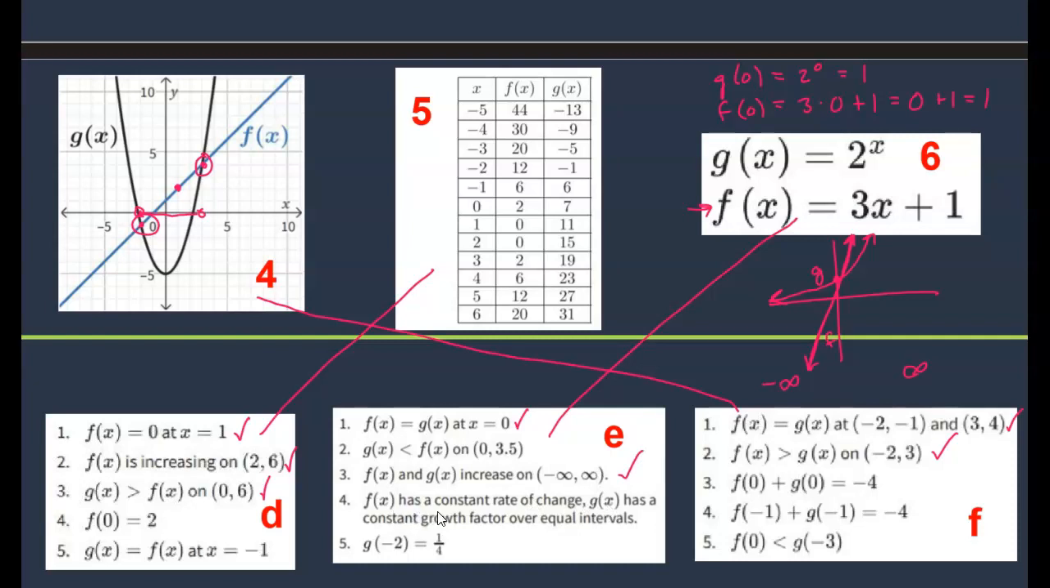How about number 4? F of x has a constant rate of change and g of x has a constant growth factor over equal intervals. We know that's actually true. This is constant rate of change, that's slope. We know that's a linear equation. This is also a linear equation, so yeah, that's true. Constant growth factor over equal intervals, well, that's our common ratio. Growth factor is what we're multiplying by. That's 2. So g of x is an exponential, and that fits. Yeah, it definitely looks like this is the proper answer for these equations.